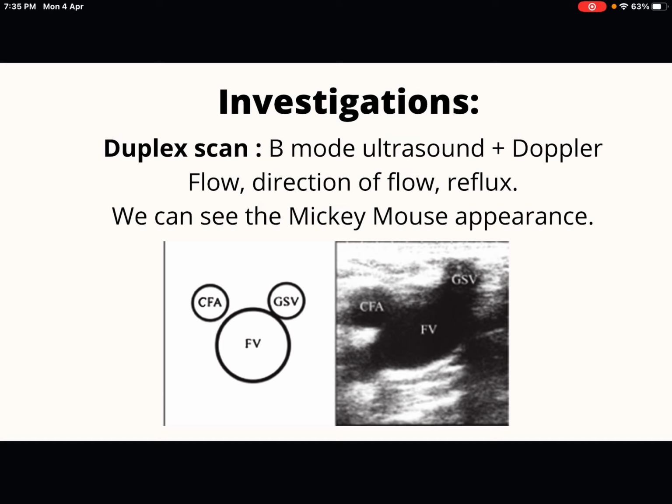In a duplex scan, we can identify the flow, direction of flow, reflux, etc. And here it will appear as a Mickey Mouse appearance. Like you can see the femoral vein and the saphenous vein and all. You can see it appearing as a Mickey Mouse.